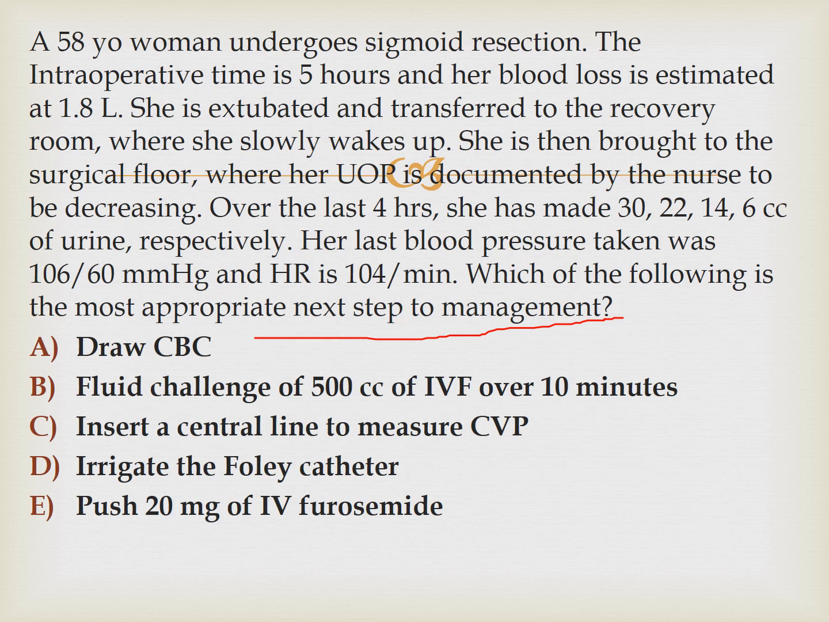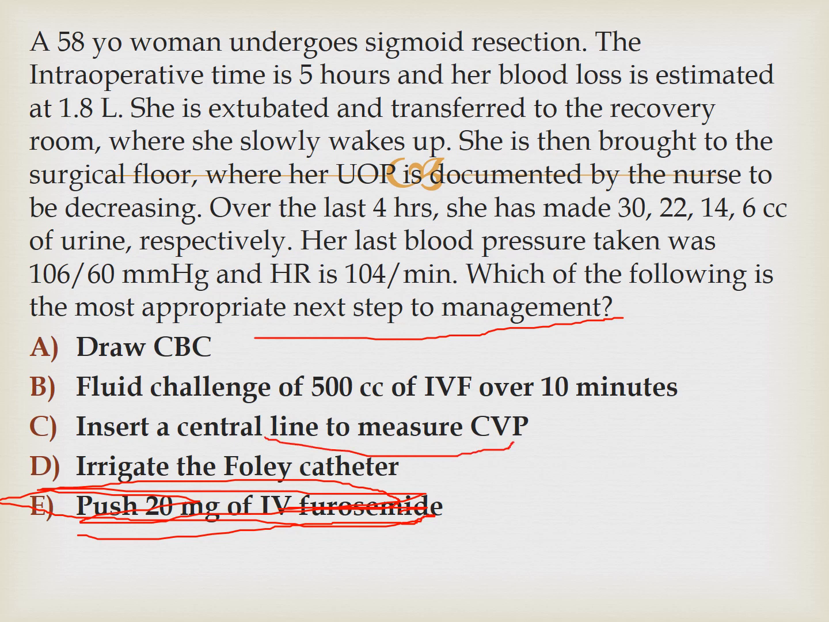So, this is a Kaplan question. It's very important. You should be doing all this stuff. You should irrigate the Foley, make sure the Foley is working. Stay away from this so much. I would not do this right away, okay? Stay away from this. You can insert a central line to measure the CVP. You can draw the CBC to get an idea of the anemia and all that stuff if you're thinking of that. Irrigate the Foley catheter, make sure that the Foley is working.